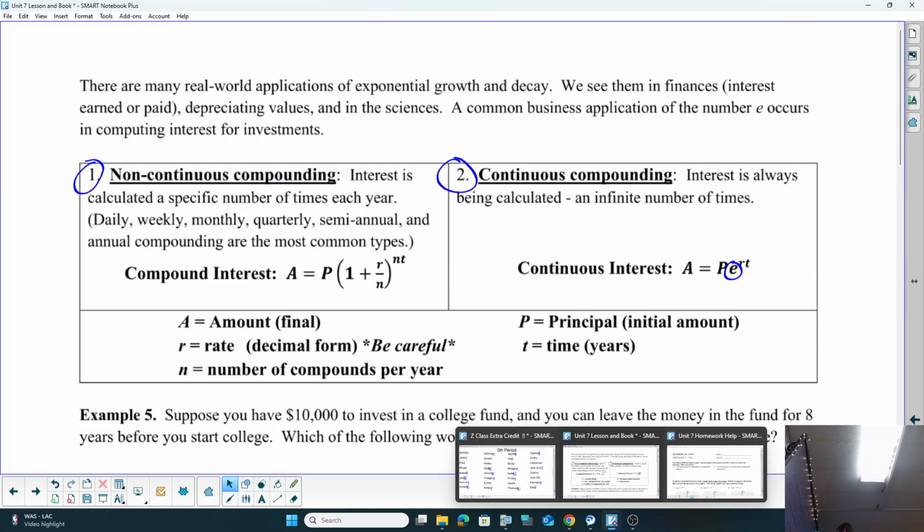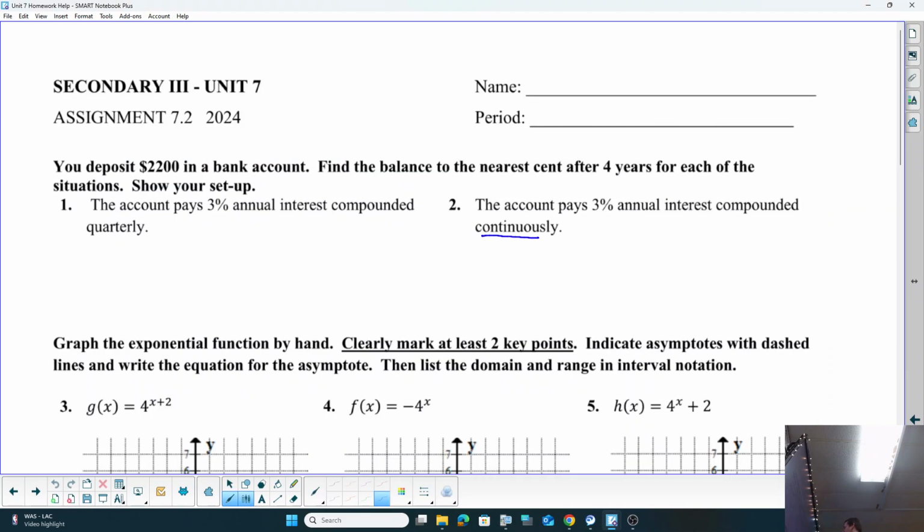And so on our homework, this one's continuous, so that uses e. Just plug into the formula and then find the balance to the nearest cent after 4 years of each of the situations. Okay, so the account pays 3% annually, compounded quarterly. So our initial is the 2,200.